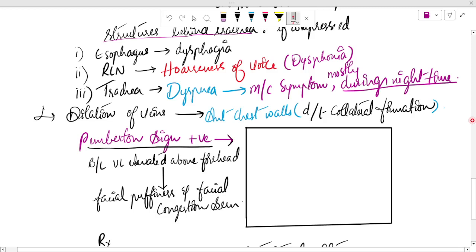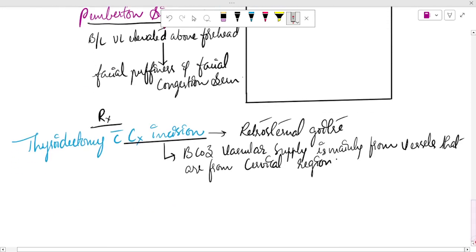When he lifts both upper limbs, right hand and left hand, above the forehead, there will be facial puffiness as well as facial congestion. The facial congestion appears like redness. This is called the Pemberton sign, which is positive in goiter patients who have a large size goiter.